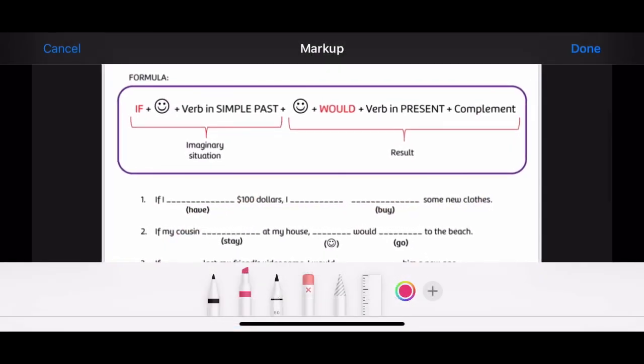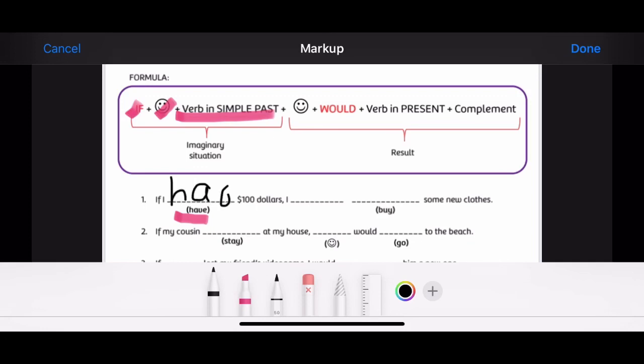Okay, let's do together number 1. As you can see, we're going to be following the formula. We start with the word if. Then it says, if I, so we have the subject. Then we have to put the verb in simple past. It's telling us here to use have. So how do you write have in simple past? That's right, had. If I had $100. There we have the imaginary situation.